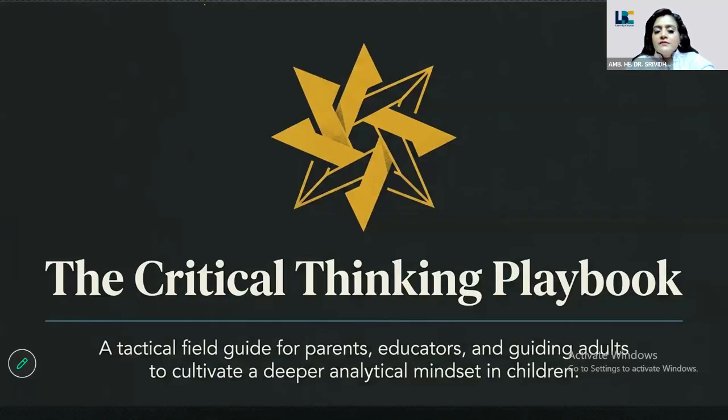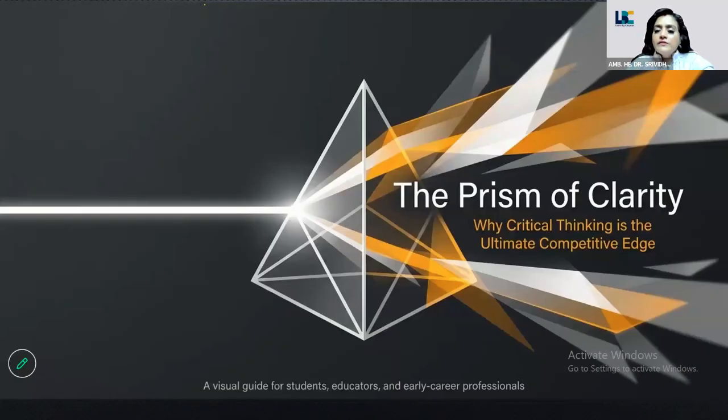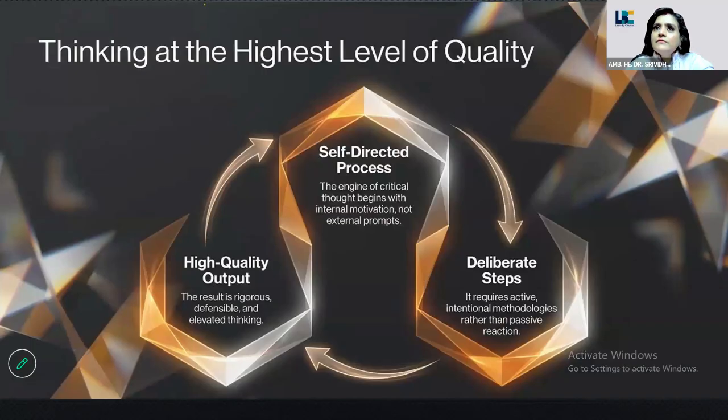So it's a tactile field guide for parents, educators, and ourselves to cultivate a deeper analytical mindset for our children. First is the prism of clarity. Why is critical thinking the ultimate competitive edge? Because it gives the prism of clarity. With high quality input, they will not accept any kind of normal, very simple work. The result is rigorous, defensible, and elevated thinking.